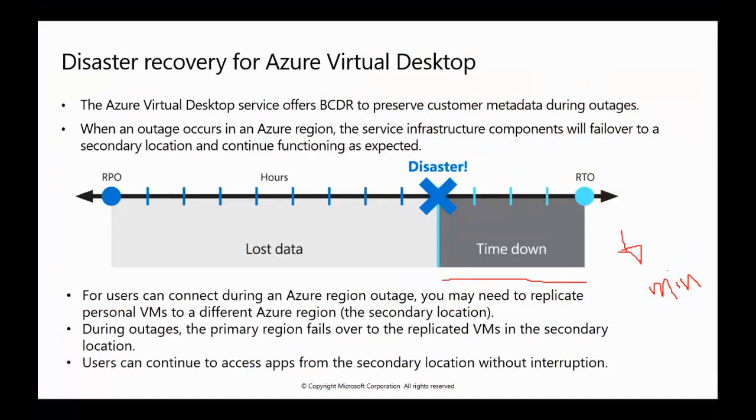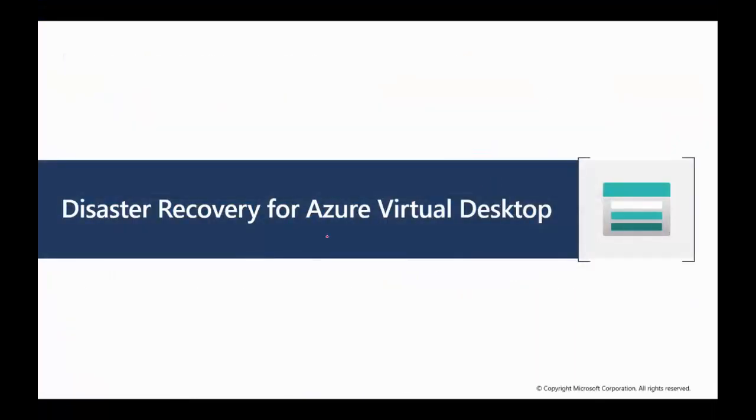All this is being done using the technologies offered by Azure. I can do the replication for everything I must use during the failure period. So for users who cannot connect during the Azure outage, you may need to replicate the personal virtual machines to another region, which is called the secondary region. During the outage, the primary region fails over to the replica. This is what I explained in the drawing I did. Users continue to access their application from the secondary without any interruption until the first site comes back into action, and every user will be redirected again to the primary location after the disaster is recovered or the resolution is done.